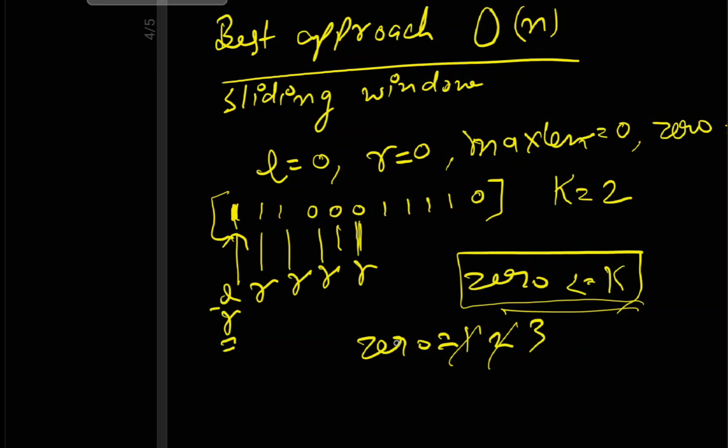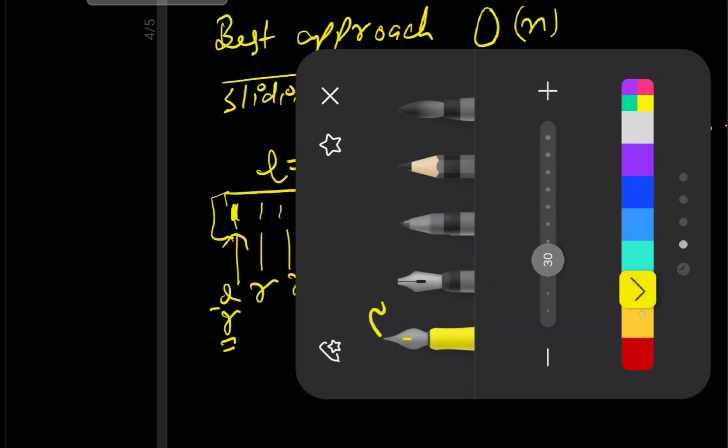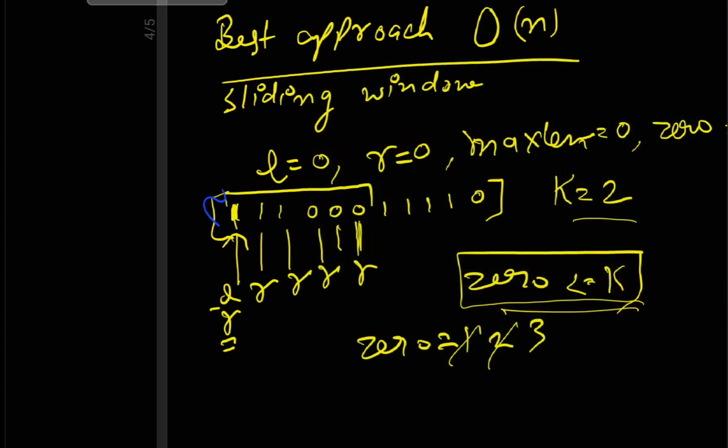So at this point I will start shifting my left. Why? Because currently my window size is this. Look at the problem: in this window I have 3 zeros, which is not considerable according to the given question, because I have the right to flip only 2 zeros. So I will update my left. My left will come to this, come to this, come to this. What happens if my left is at this point?